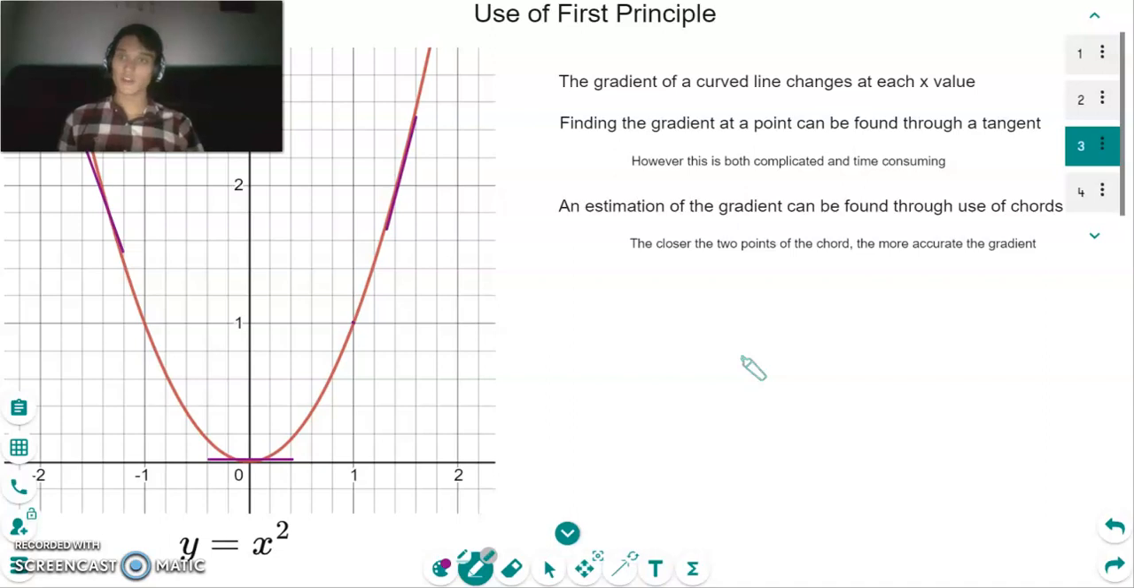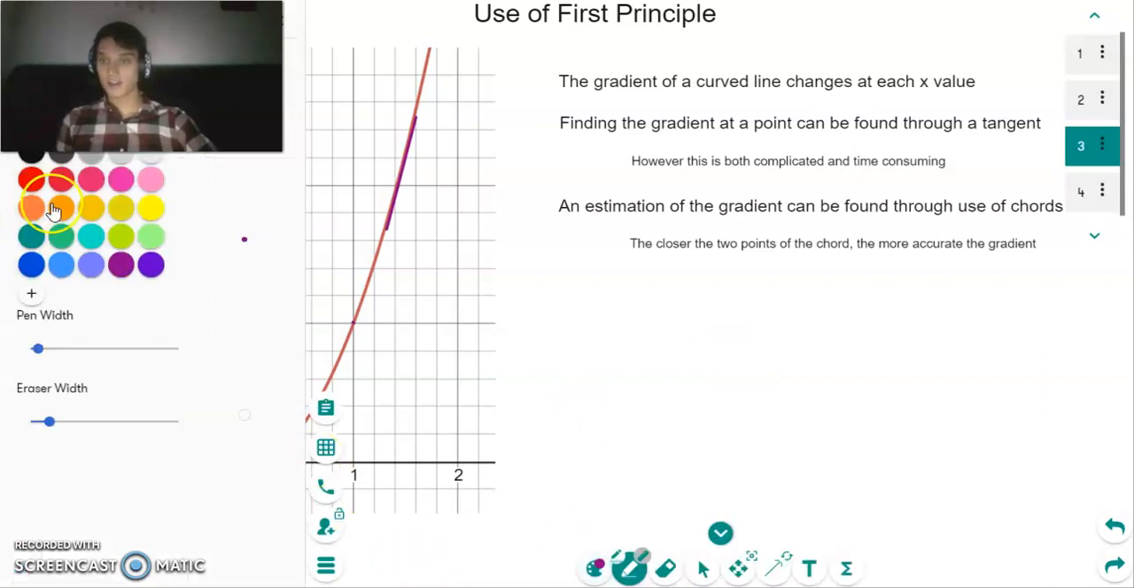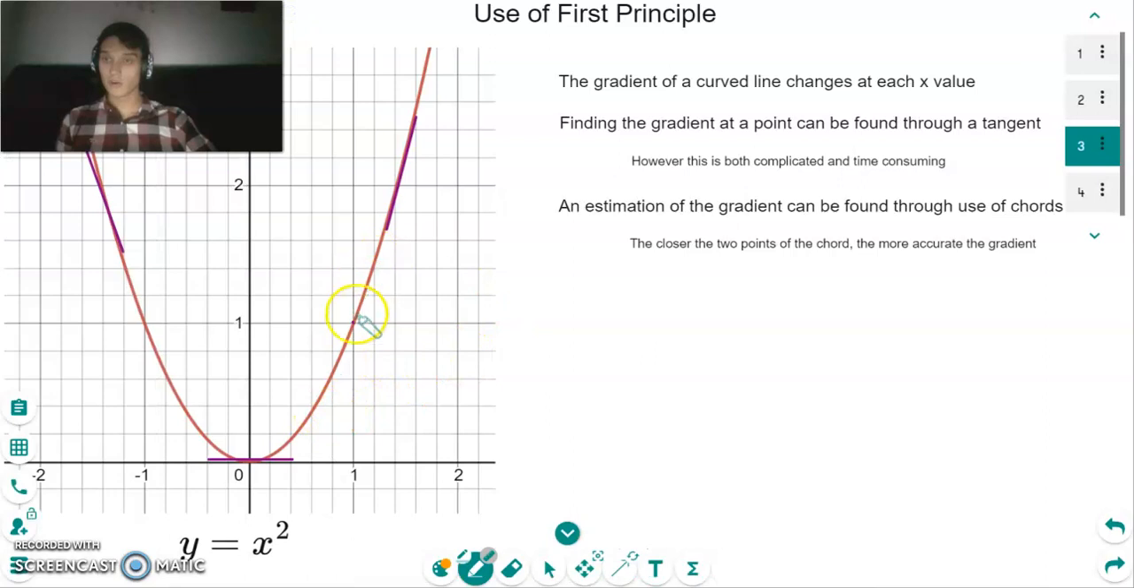So what we need to do is find an algebraic version that can give us every point on the line, a formula so that we can just plug in an x value and that will give us the gradient. And this can be done through chords. I'll first show you what a chord is and why it can be used to estimate the gradient. A chord is just a line that goes between 2 points on the curve. So for instance, if we had a chord that goes between this point here and the x value of 1, this would be a chord between an x value of, like, 0.4 and this x value of 1.